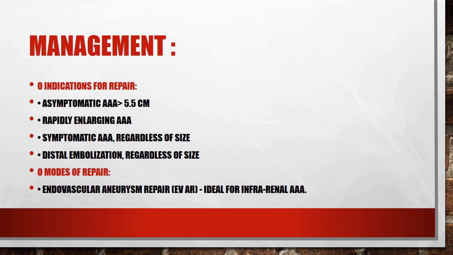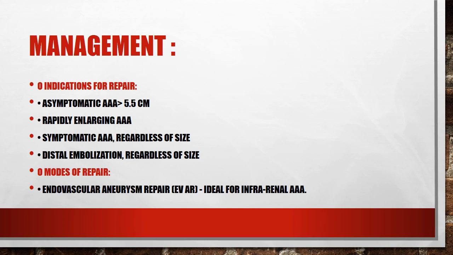What are the indications for repair? If the patient is asymptomatic with abdominal aortic aneurysm of more than 5.5 centimeters, because it has a risk of rupture. Rapidly enlarging abdominal aortic aneurysm also requires repair. Symptomatic abdominal aortic aneurysm regardless of size. Distal embolization regardless of size.